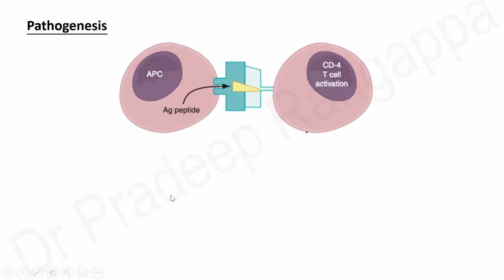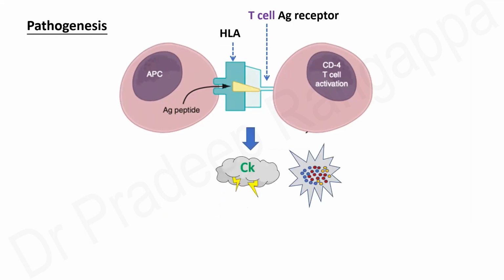When you look at the pathogenesis, the antigen presenting cells express HLA, which interacts with the T cell antigen receptors on CD4 cells. This interaction between the antigen presenting cell and the T cell through HLA leads to a cytokine storm. This cytokine storm is what leads to the production of the granuloma, so granuloma formation happens secondary to the cytokine storm.